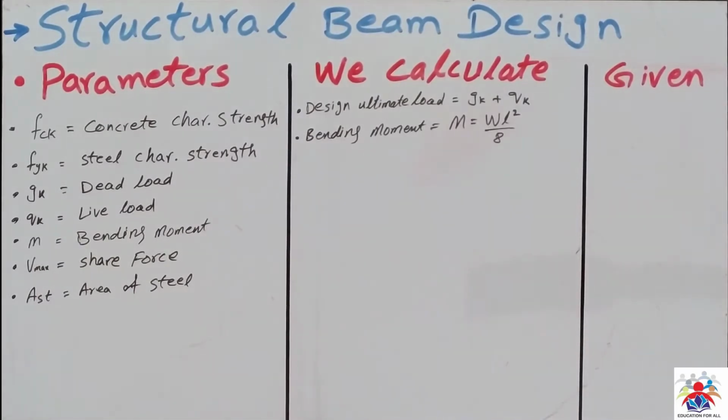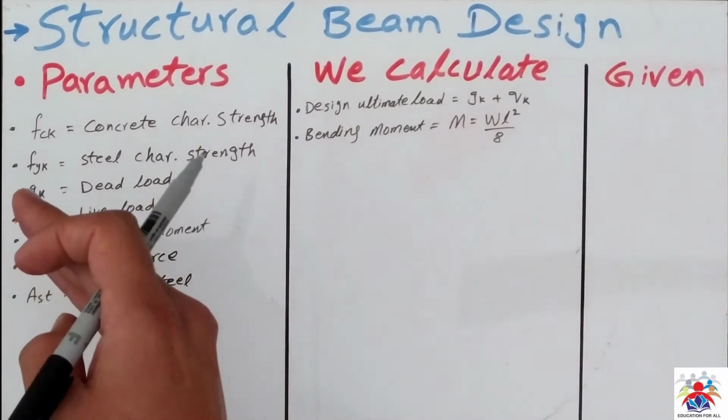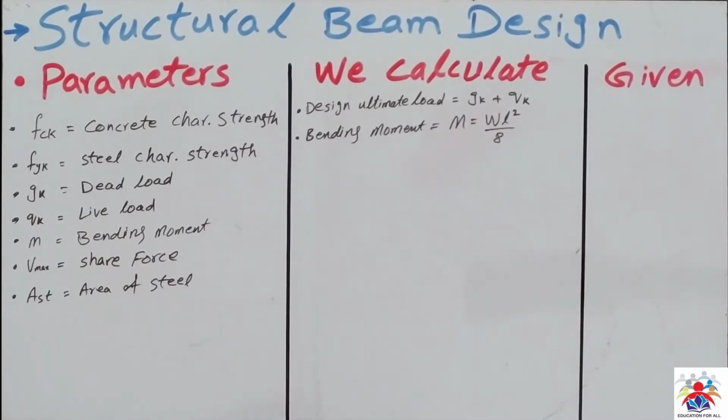We calculate design ultimate load, which is a combination of GK and QK, which is dead load and live load. Before adding these two loads, we have to utilize some factors, dead load factor and live load factor. In our case, we have dead load factor, which is 1.35. It means whatever dead load will be given to us, we will multiply that load by 1.35. Then we have live load factor, which is 1.5. So it means whatever live load will be, we will multiply that live load by 1.5. So these are design ultimate load factors, dead load and live load factor. So at the end, we will add this load and we follow the calculation using this load.